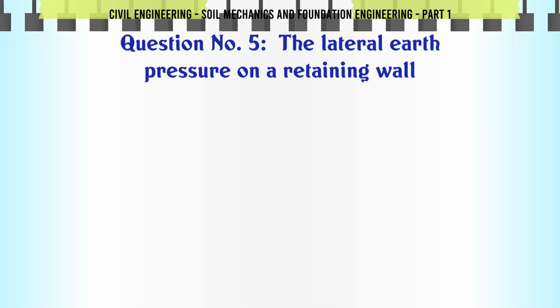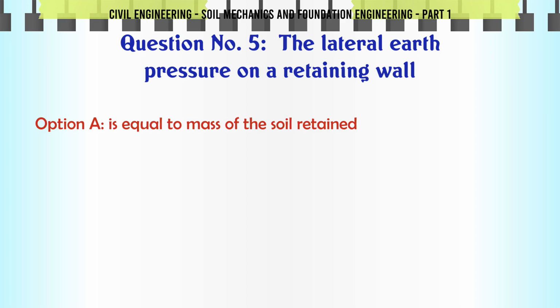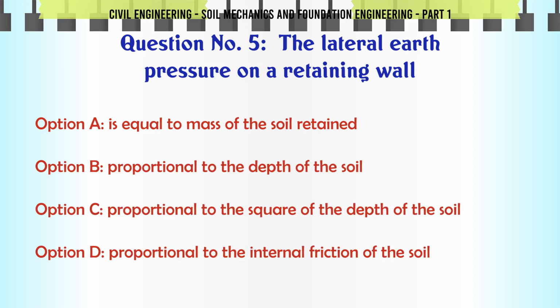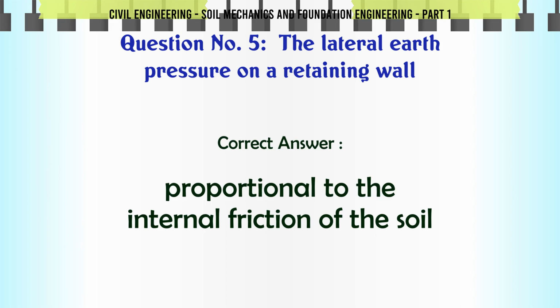The lateral earth pressure on a retaining wall is A. equal to mass of the soil retained, B. proportional to the depth of the soil, C. proportional to the square of the depth of the soil, D. proportional to the internal friction of the soil. The correct answer is proportional to the internal friction of the soil.